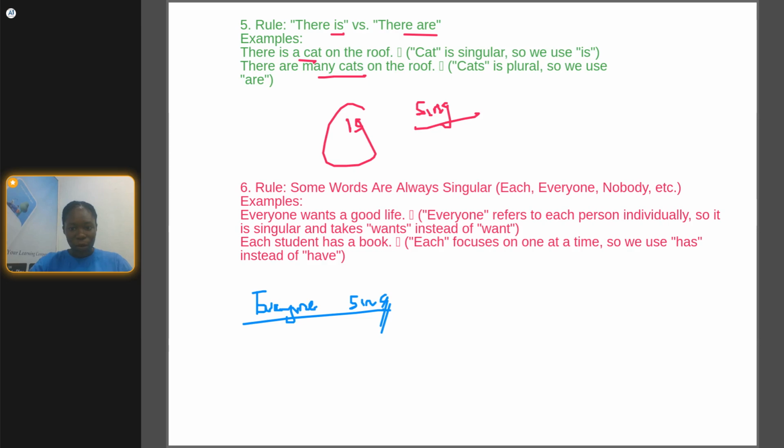All right. Then we look at rule number 7, the last rule for today before we take a question and then we close for the day. So I'm wiping this off so that we can have the last rule.